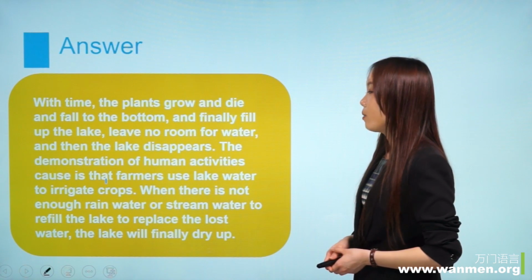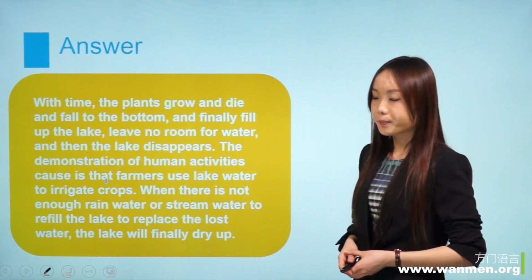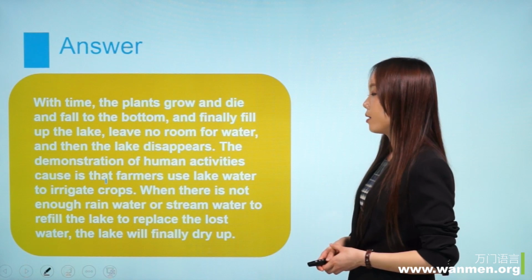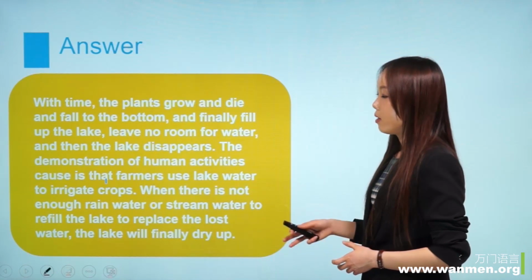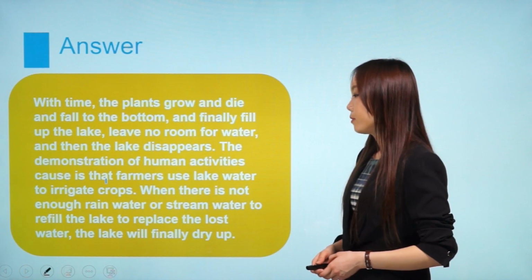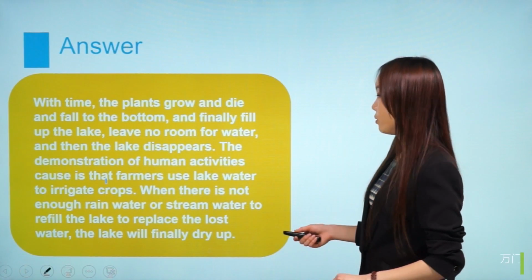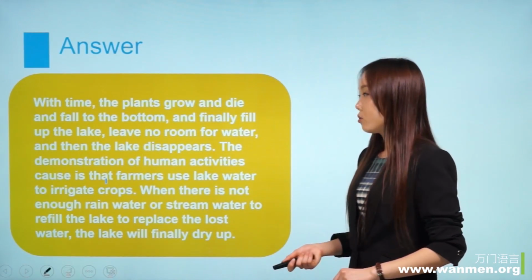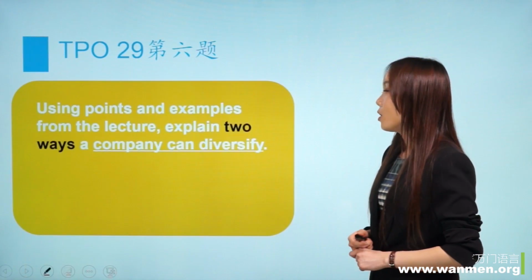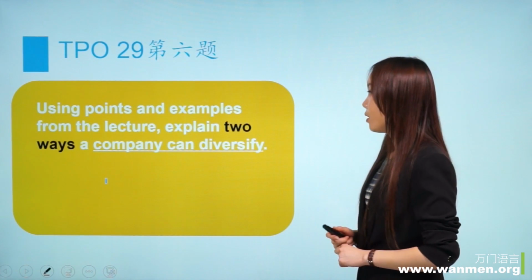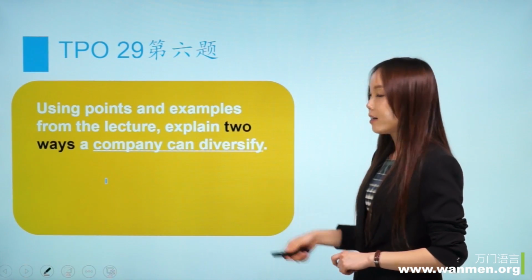The demonstration of human activities cause is that farmers use lake water to irrigate crops. When there is not enough rainwater or stream water to refill the lake to replace the lost water, the lake will finally dry up. 也就是说啊，通过2种方式啊，第一种啊就是湖里面长的这样一些植物，第二种呢就是人为的这样一个因素。所以说呢，1、2两条原因摆出来啊，就可以了。然后我们最后呢来看一下29套题的第6题。Using points and examples from the lecture, explain 2 ways a company can diversify.